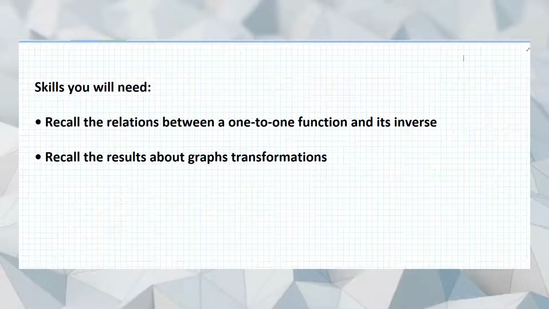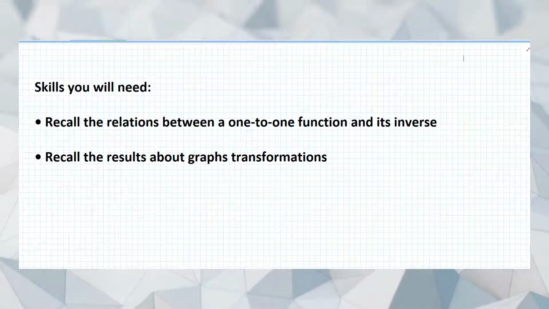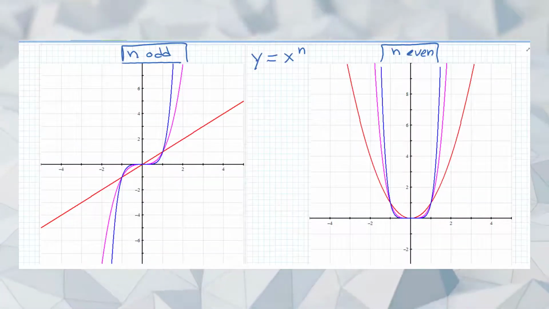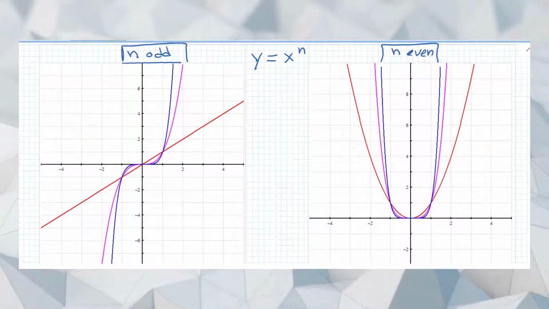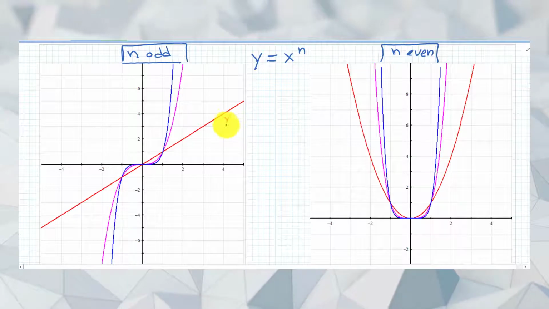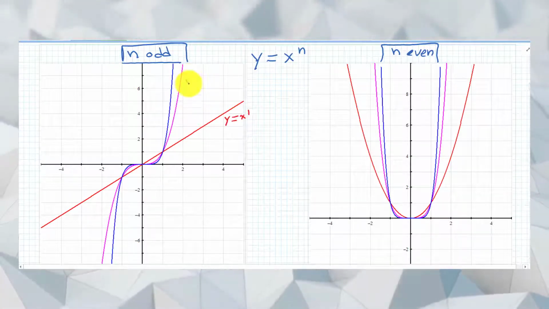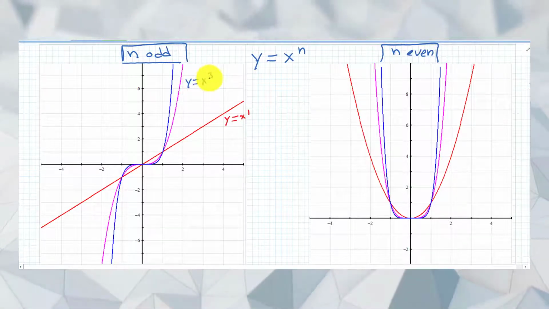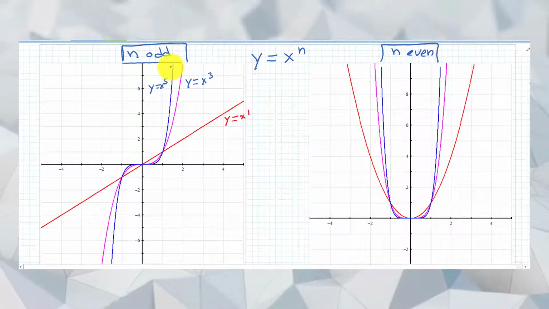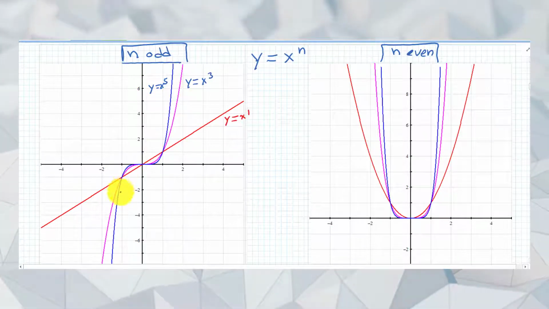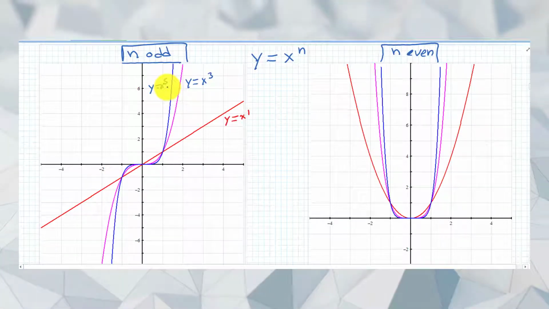Let's start by recalling the two families of monomial function that we went over in the last lesson. So we saw that there were two families of graph y equals x to the n. One family for n odd, for example, here we have y equals x to the first power, and then the second one is y equals x cubed, and the third one is y equals x^5. You remember that the graphs are getting straighter and straighter, steeper and steeper as the exponent increases. These are not U-shaped graphs.